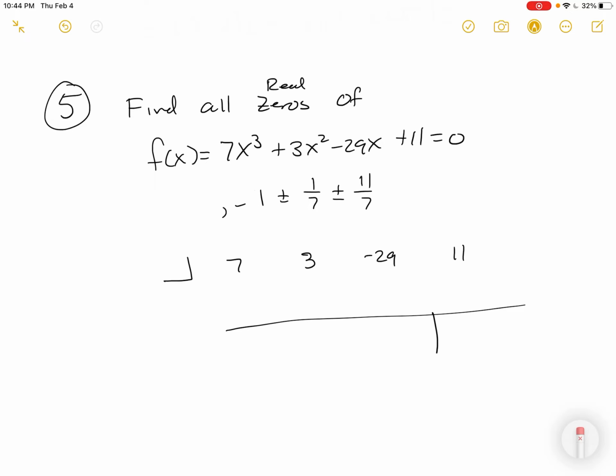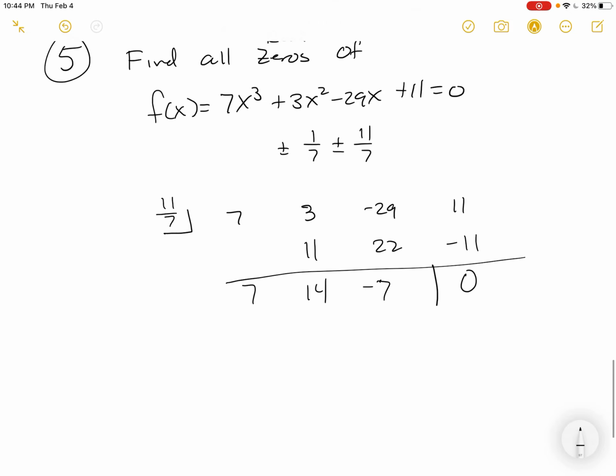So those are gone. So guess what? Our hope is in the fractions. Let's try 11 sevenths. Okay, 11 sevenths times 7 is 11, plus 3 is 14. That's good. 14 times 11 sevenths is 22. And 22 minus 29 is negative 7, which times 11 sevenths is negative 11, which gives 0. Awesome. So what do we know? We know f of x has a zero of positive 11 sevenths.